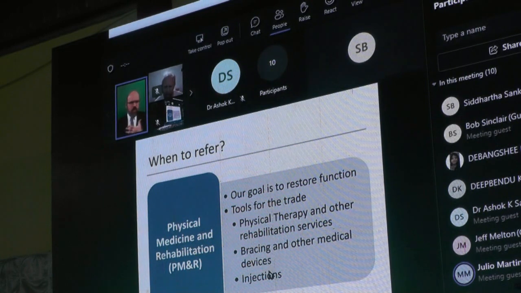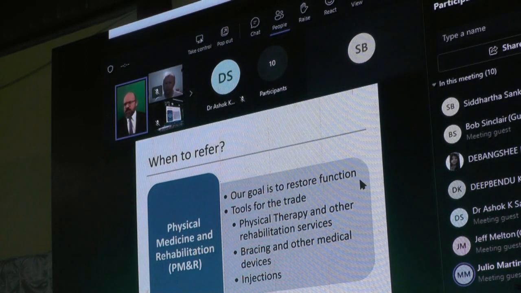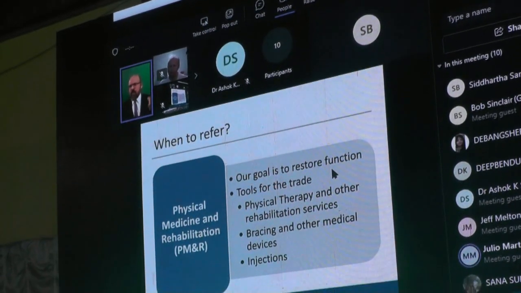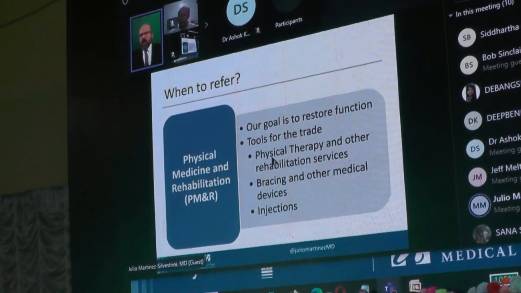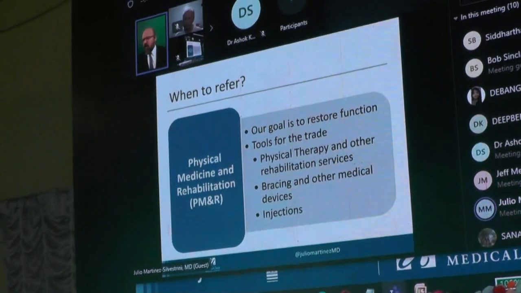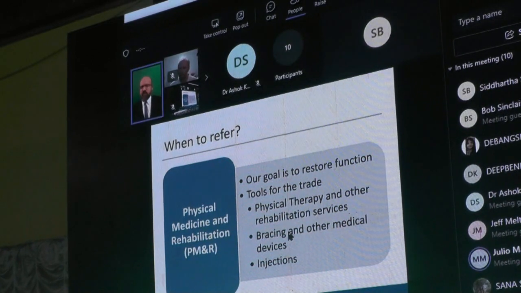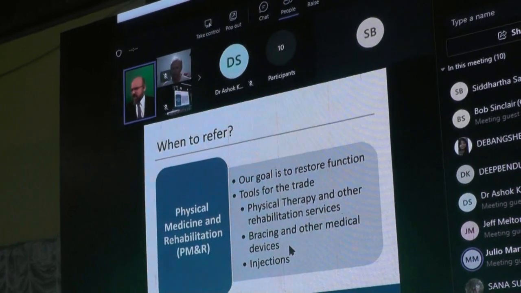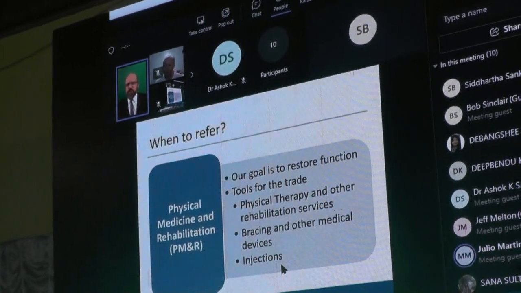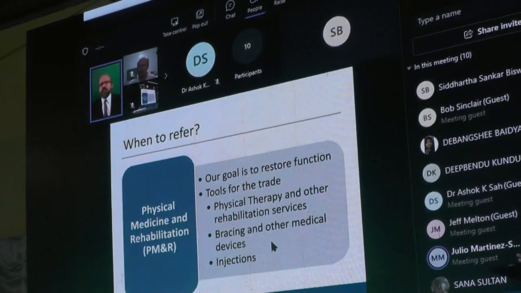Now, when you send patients to a specialist like me, in physical medicine and rehabilitation, I don't focus on the pain, I focus on the patient's function. We treat the pain, but our goal is to restore their function. We collaborate with our rehab colleagues in physical therapy and other rehabilitation services. We can prescribe braces, canes, walkers, or other assistive devices that they may need. We also use medications and injections to control the pain so they are successful with their rehabilitation.